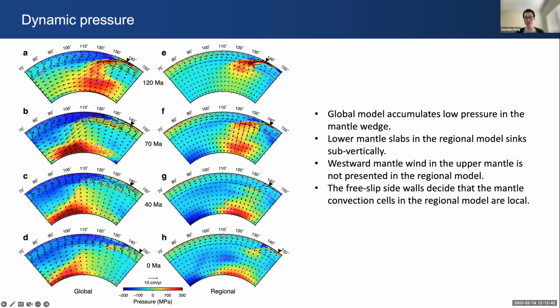This major difference is mainly because of the sidewalls in the regional models. They have free boundary conditions, so the mantle convection cells are mainly local, like this. But in the global model, there can be large-scale flow from the eastern side of the model all the way to the western side. So we propose that this is the major reason why the regional model cannot produce stagnant slabs.